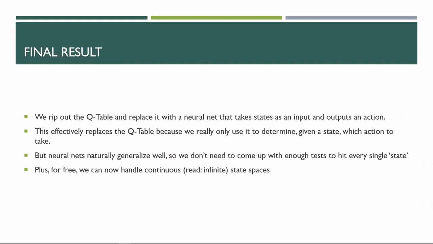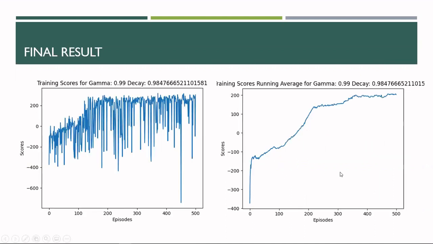Okay. Plus, for free, neural nets, because they can take real values in and then output an action, you handle the continuous problem for free. It's gone. There's no longer a problem with the continuous infinite space. Okay. This is what the neural net gives us by ripping out the Q table and putting the neural net in its place. Now, here is an actual run.